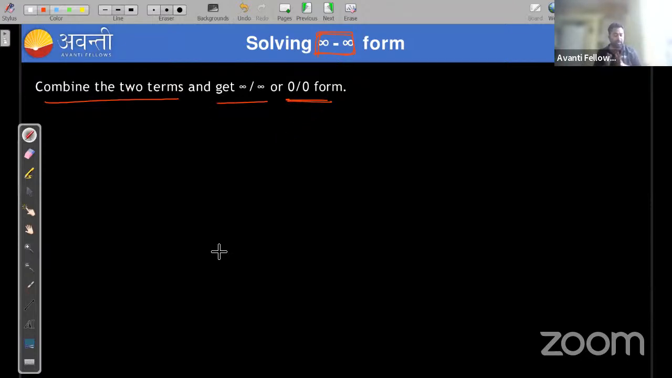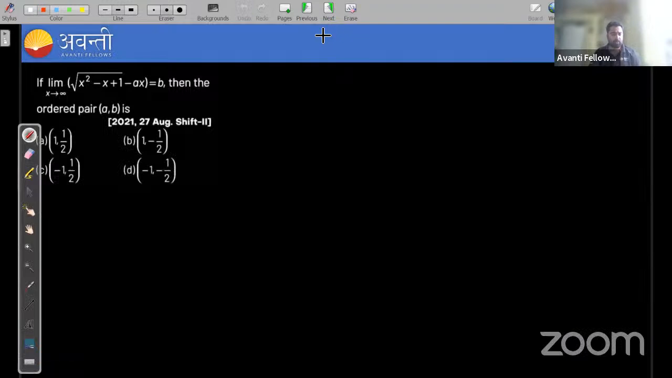So when you have a question in the form of infinity minus infinity, your first job is to convert it by combining the two terms to the form infinity by infinity or 0 by 0. Then you can use the L'Hopital rule, and other rules you can also apply. Okay, so one question we can take here, a 2021 question. Limit extending to infinity of root of x square minus x plus 1 minus ax is equal to b. Then the ordered pair (a, b) is equal to.